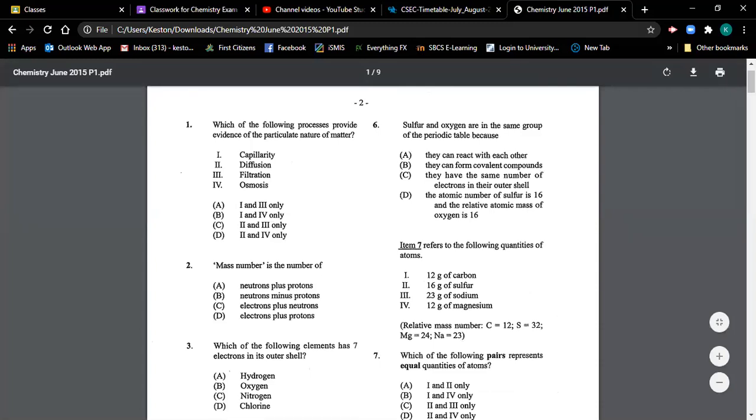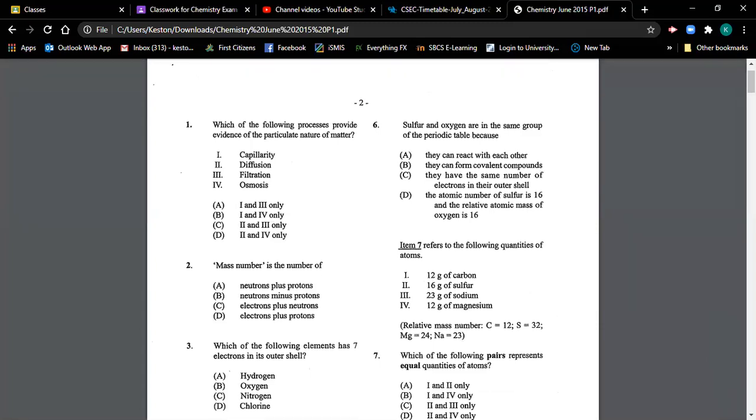Question 6: sulfur and oxygen are in the same group of the periodic table because, this is just what I was talking about a little while ago, because they have what? To be in the same group, they have to have something similar. I'll help you a little bit: on the outer shell. But they have to have similar. Give me an answer. On the outer shell.